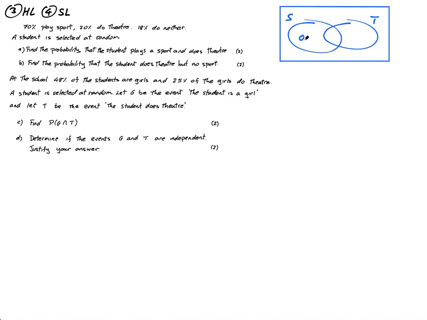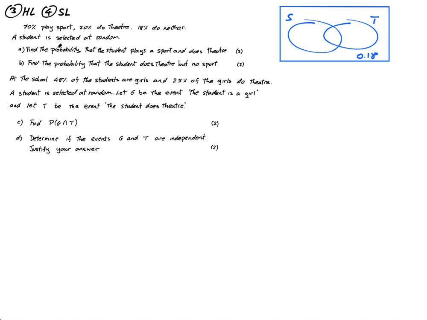So 70% do sport. Common mistake is to just put 0.7 there. You can't do that because you don't know if someone goes here as well. That has to be part of the 0.7. So I can't put 0.7 there. Similarly, I can't put 0.2 anywhere. But 18% do neither. I can put that into here. So 0.18 goes there. They do neither.